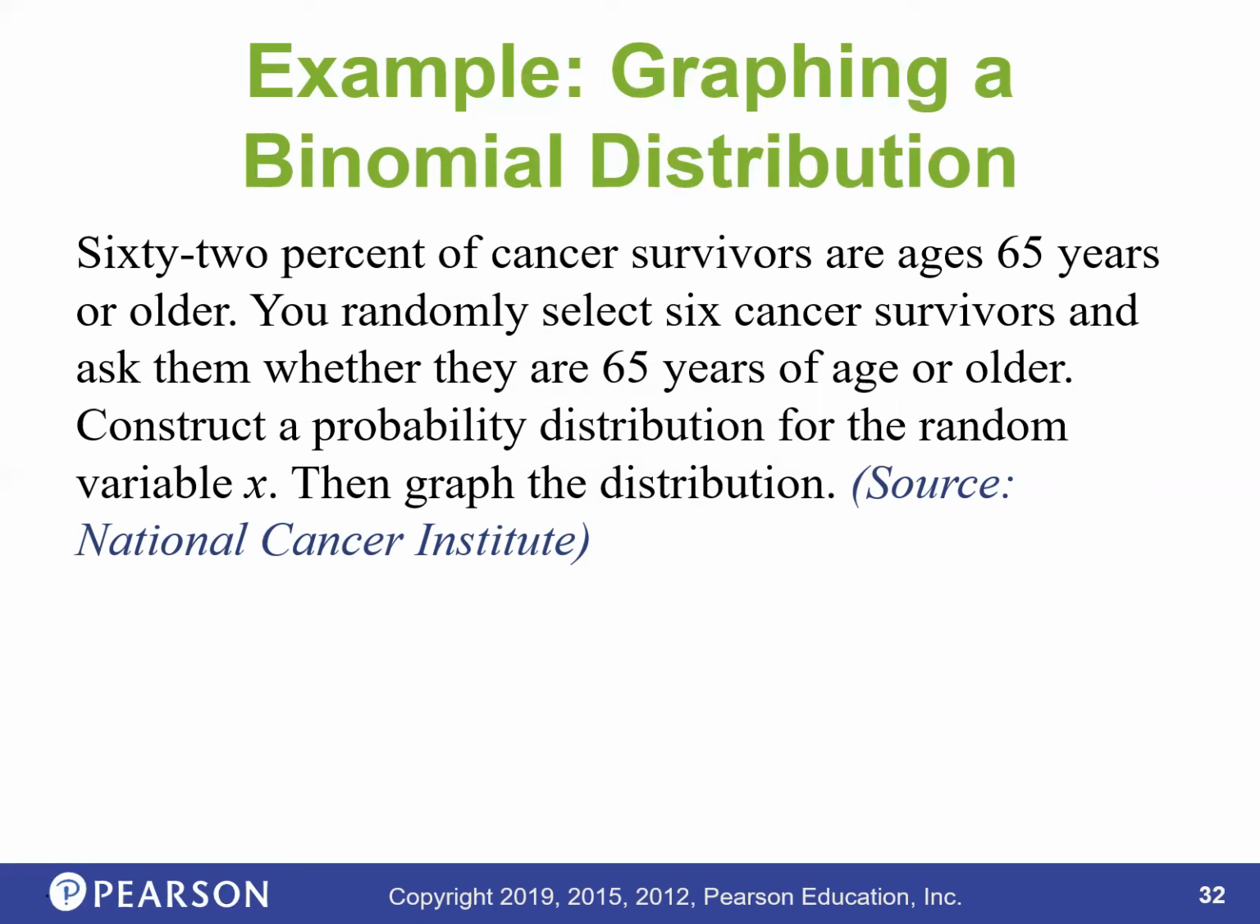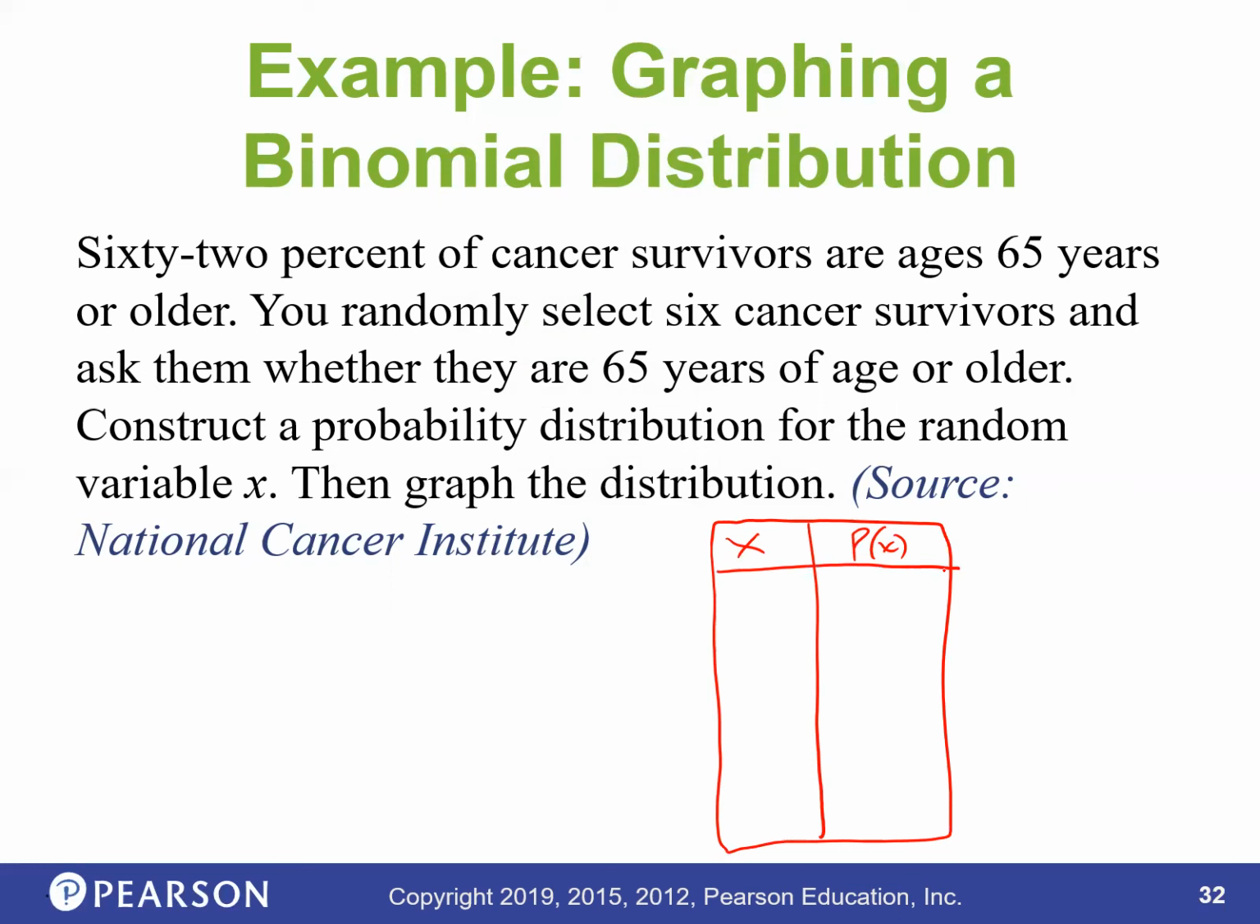So I'm going to start it off for you guys here. You can either do it horizontally or vertically, it doesn't matter. I'm going to do mine vertically. So X goes first, then P of X. We'll check each other's work as we go. Our possibilities are 0 of them being 65 or older, 1, 2, 3, 4, 5, and 6. Are we good?